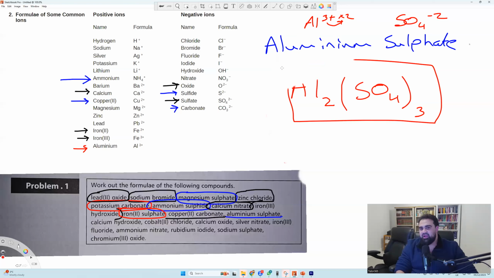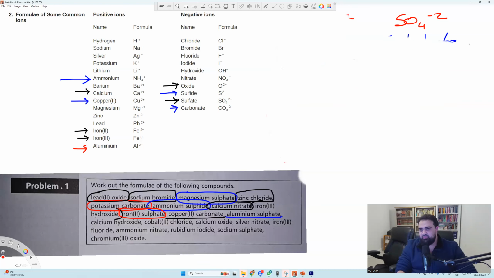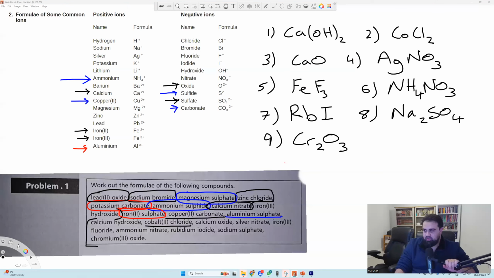Do you guys get that? Okay, guys, I want you to pause the video, have a go at the rest of them, and when you come back, I'll give you the answers. Guys, those are all the answers for the rest of them. Calcium hydroxide is number 1. Number 2 is cobalt chloride. Number 3 is calcium oxide. Number 4 is silver nitrate. Number 5 is iron fluoride. Number 6 is ammonium nitrate. Number 7 is rubidium iodide. Number 8 is sodium sulfite. Number 9 is chromium oxide.